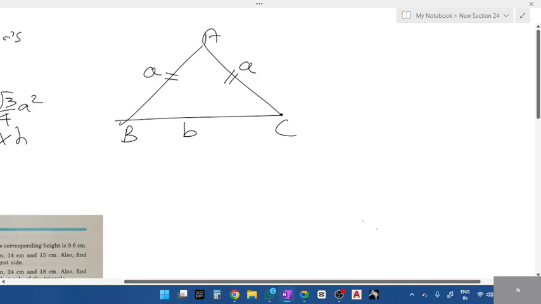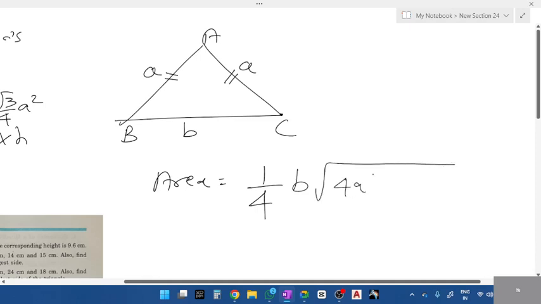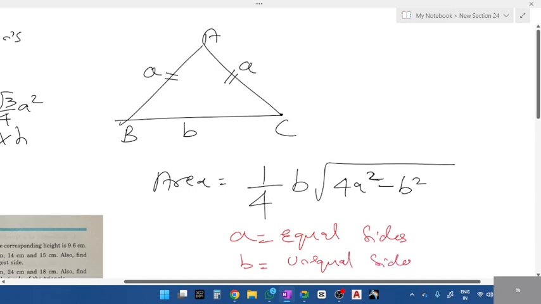So the formula for this area is a bit complicated. Memorize this: area equals b by 4 into square root of 4a square minus b square. What do a and b stand for here, students? a stands for the equal or unequal side? Equal side. And b stands for the unequal side. Yes, make a note of this.